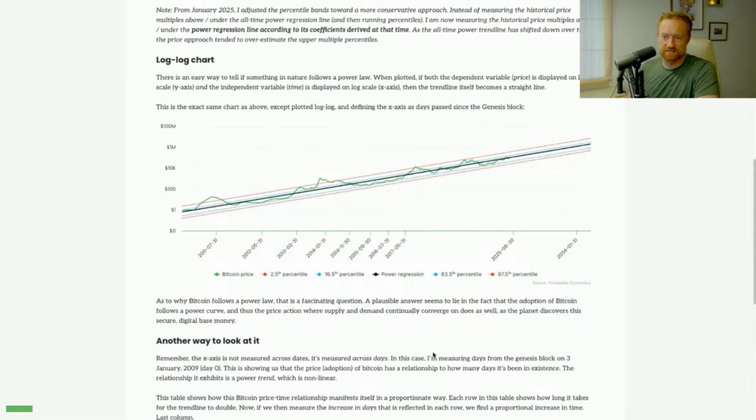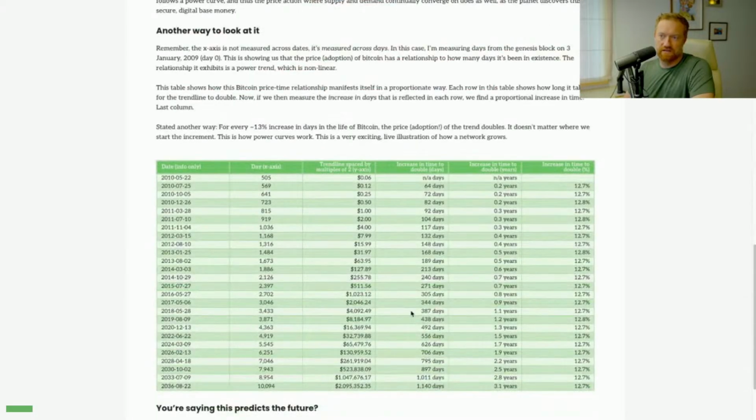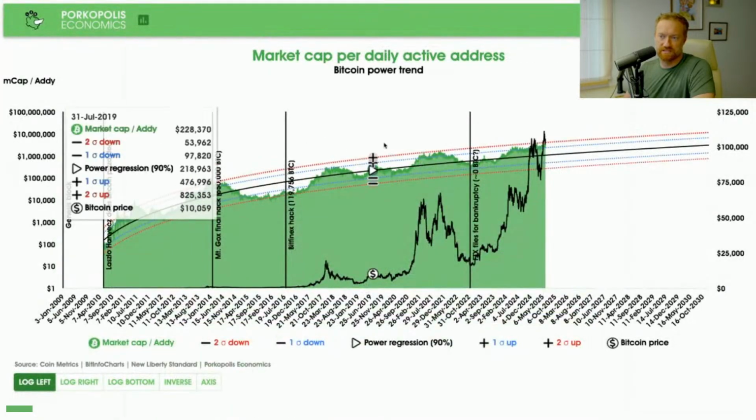It's on my website, actually. It should be here. I pulled it. Yeah, 5.8 is my exponent. See it right there? The slope. That's the power of the power curve. That's the exponent. 5.8 using price. Okay.